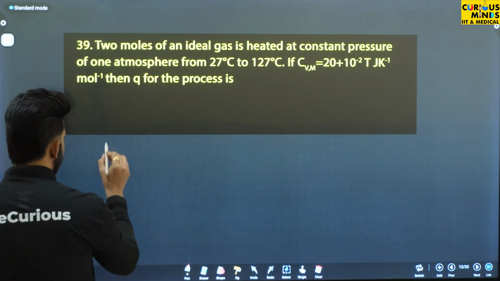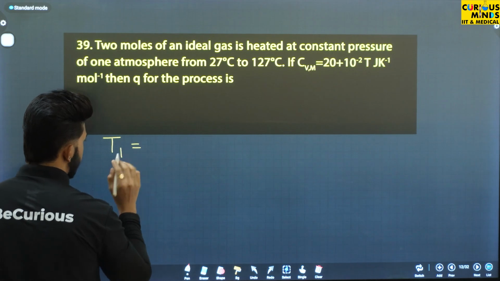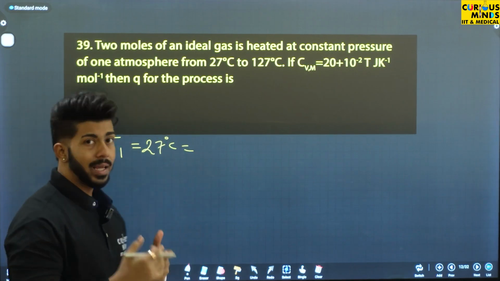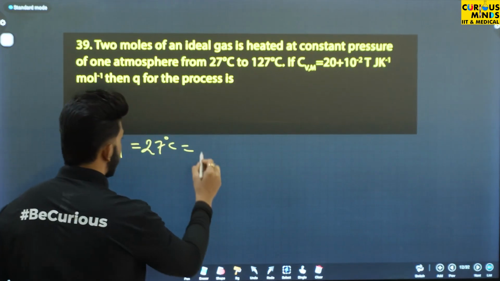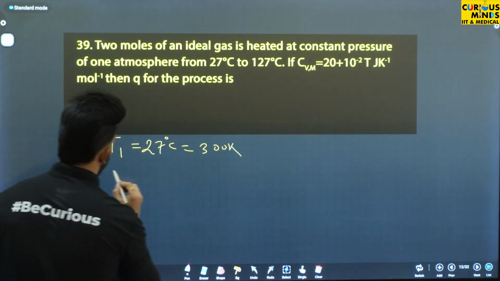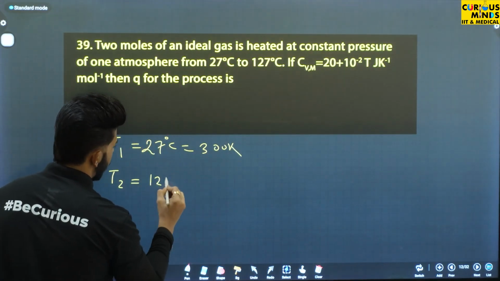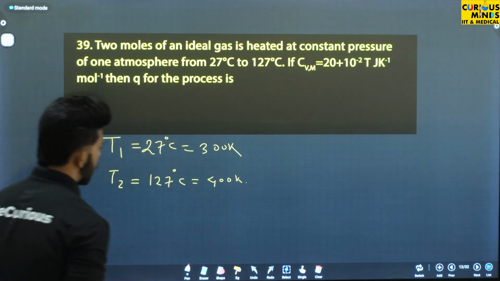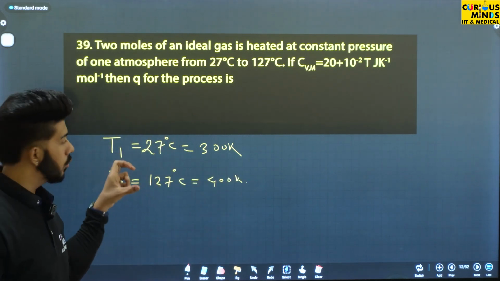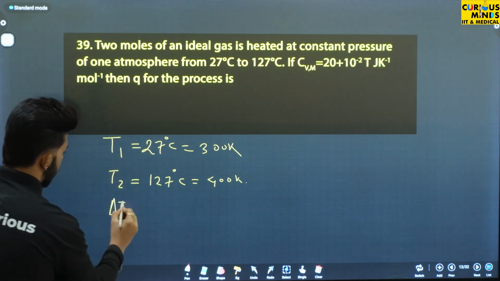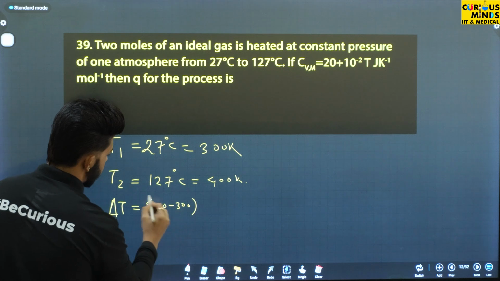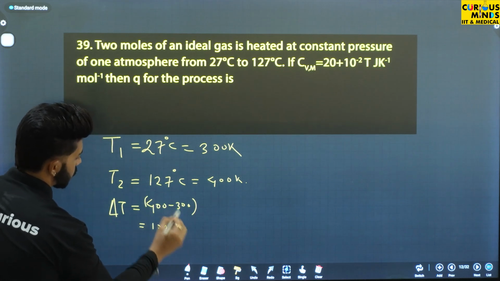So let's first do one thing. T1, that is initial temperature, is 27 degrees centigrade. If I change this to Kelvin, this will be 300 Kelvin, right? Now T2, final temperature is 127 degrees centigrade, which is nothing but 400 Kelvin. So this is the change, 300 to 400. So what is delta T? The change is 400 minus 300, that is 100 Kelvin.